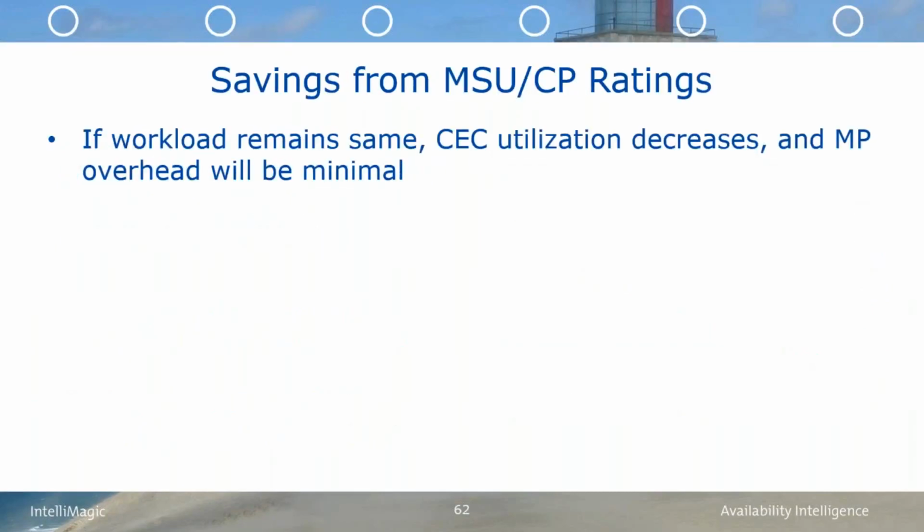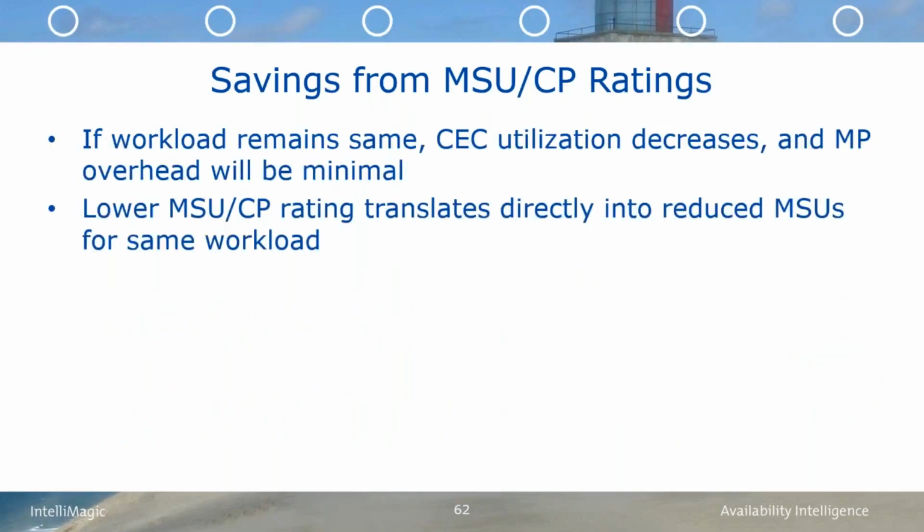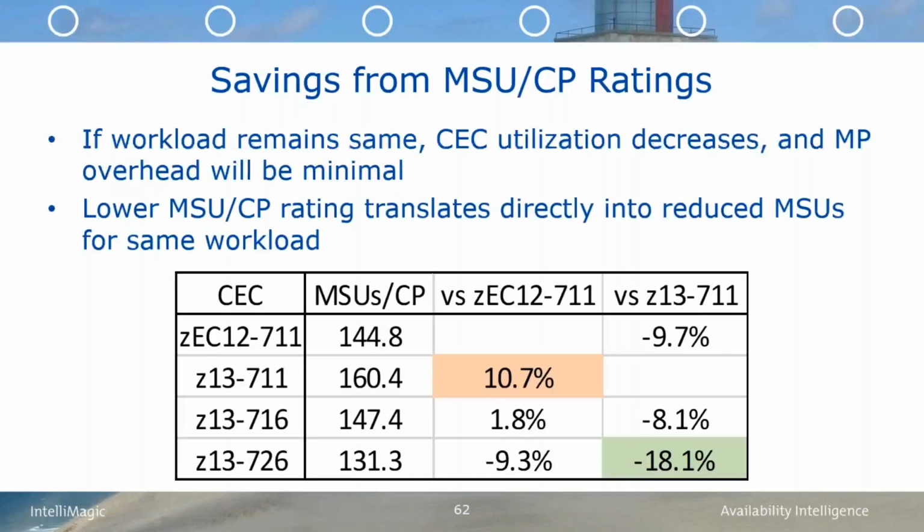But if a site's workload remains the same when CPs are added, overall processor utilization will decrease and additional overhead from the MP effect may be negligible. So in that case, a lower MSU per CP rating translates directly into lower MSU consumption for the same workload. This chart compares MSU per CP factors for the four processor models in the previous use case. The orange value showed the 10% plus increase associated with the original z13 711 implementation, one that the high RNI workload fell far short of achieving.